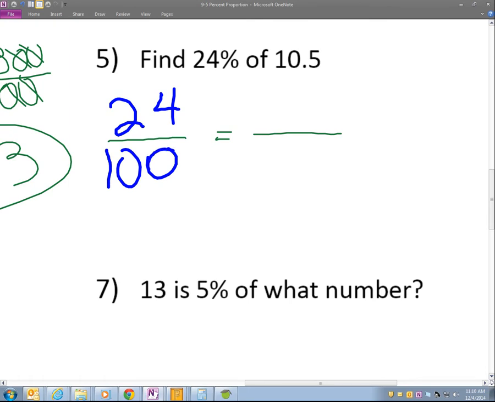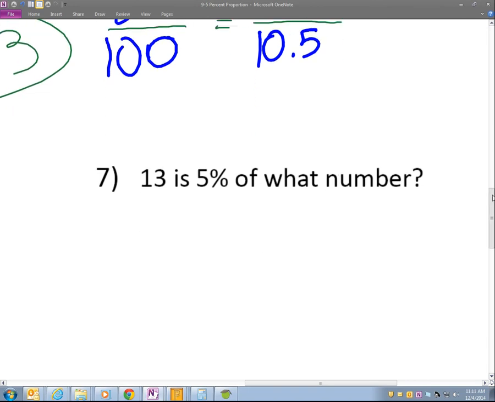Then here's the word of. There's the word of, so where does 10.5 go? Denominator on the right, beautiful, which makes this our variable. Okay? I'm trying to give you every situation that you can have.